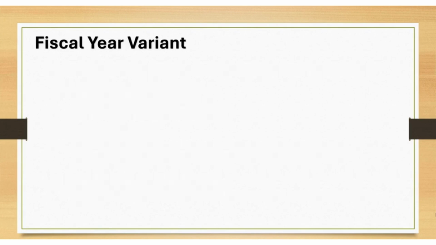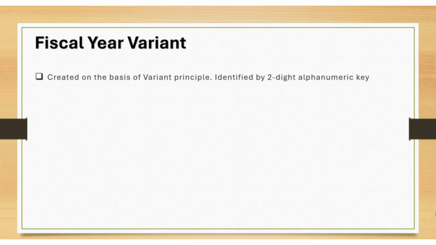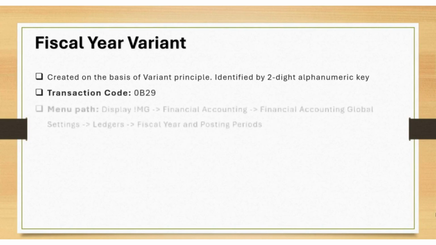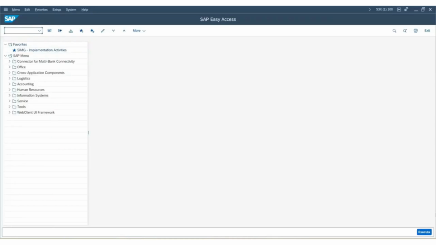Fiscal year variant. As I mentioned, it is created on the basis of the variant principle and it is identified by a two-digit alphanumeric key. Its transaction code is OB29 and here is its menu path. So go to the transaction code OB29 or you can follow the menu path. To go into the menu, I will use the transaction code for the implementation guide screen, that is SPRO.